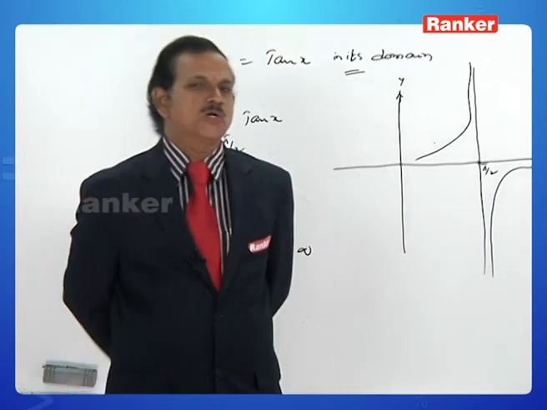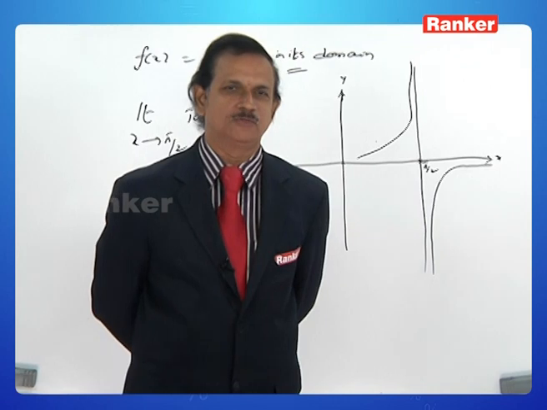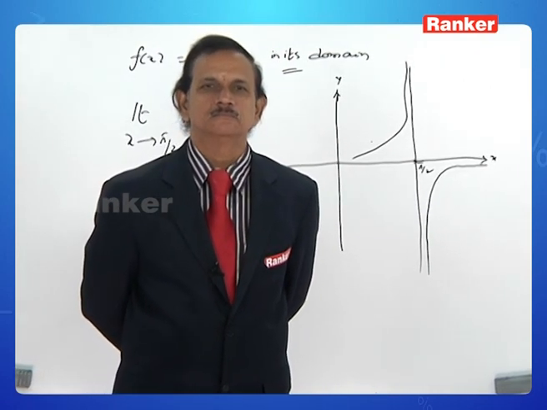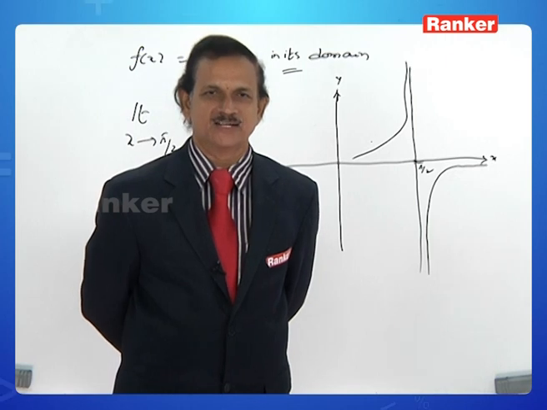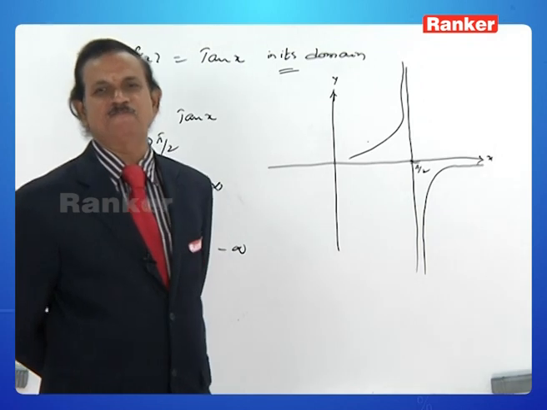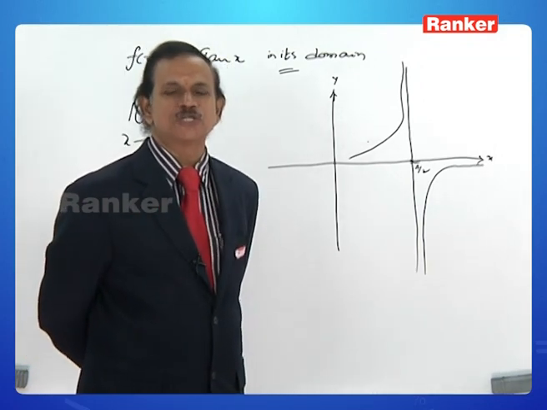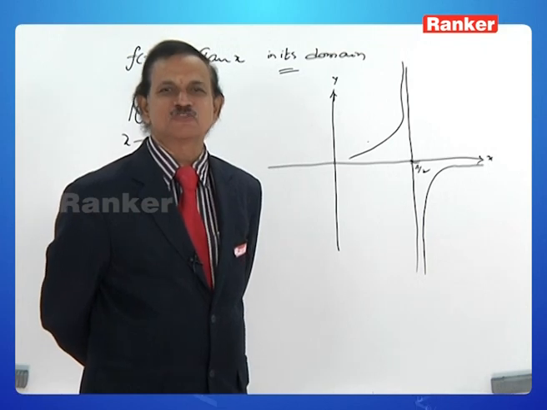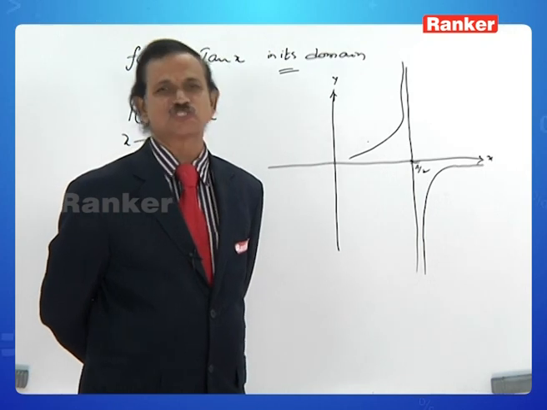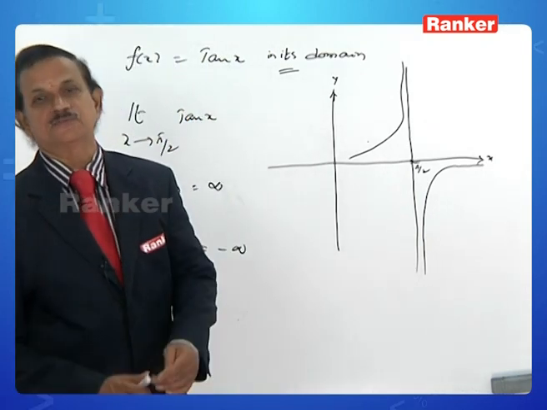Hence, we cannot say that the limit of f of x, that is, the limit of tan x as x tends to pi by 2, exists. In a similar fashion, observe the function f of x equal to 1 by x. As x tends to 0 from left, it tends to minus infinity, and as x tends to 0 from right, it tends to plus infinity. Even then we say that the limit does not exist.